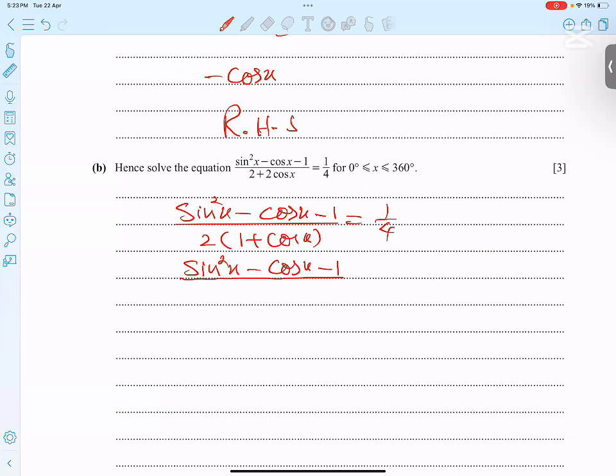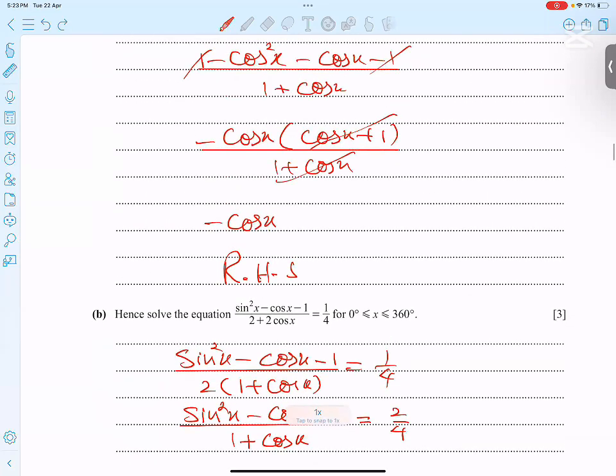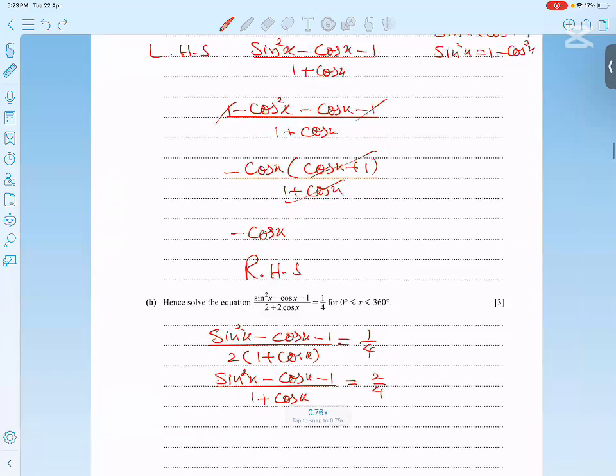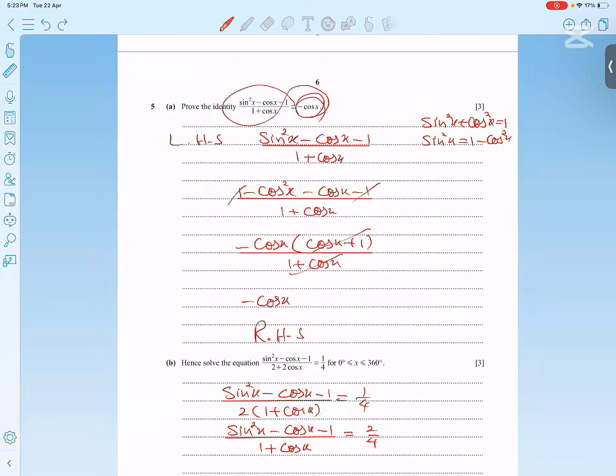I believe you people are understanding. Some students try to do long working, no need for long working. Here I got this 2 over 4, because this 2 is dividing, it will multiply up. Now check it, students. Is this the same as that or not? Check it. Is this completely matching? Yes, completely matching. So no difference? Yes, no difference. So you know very well this is actually equal to negative cos.